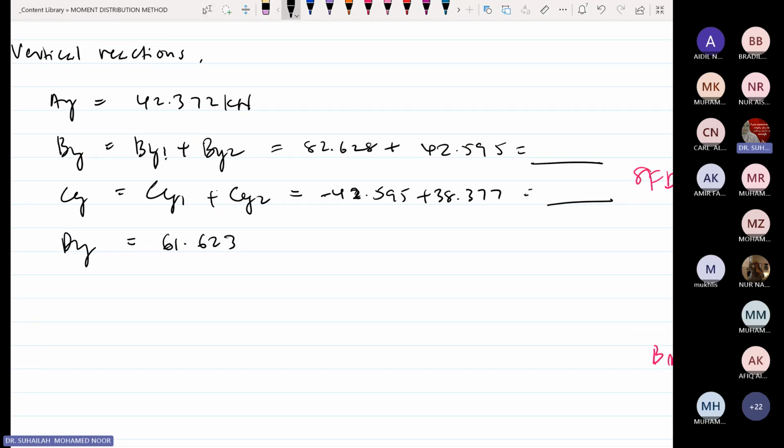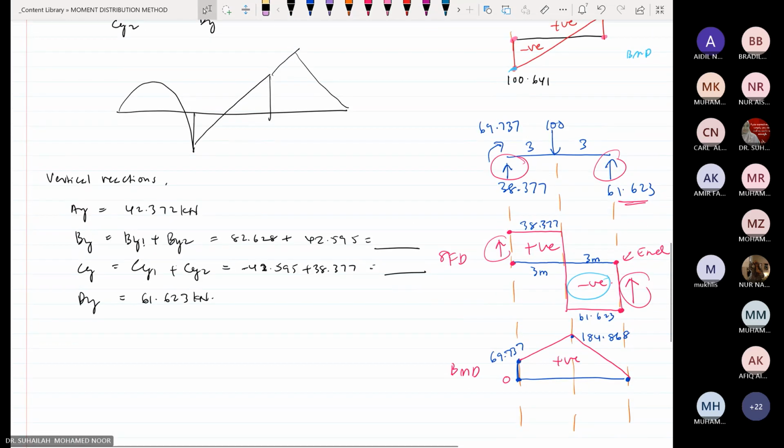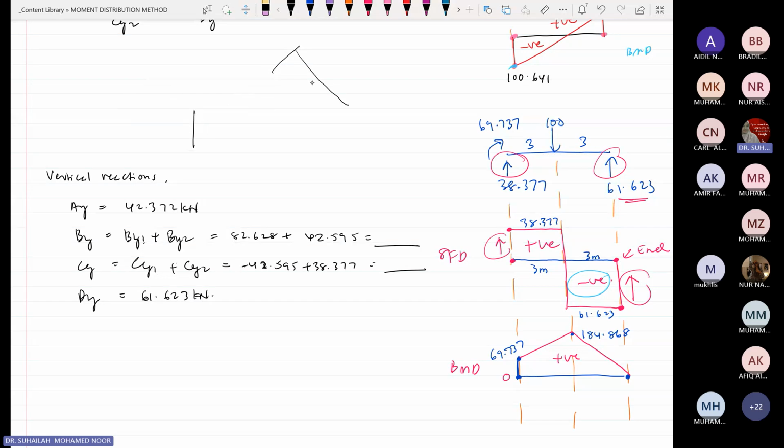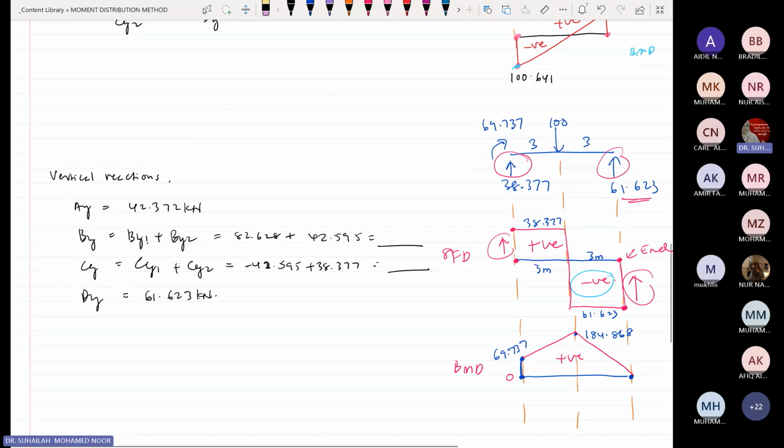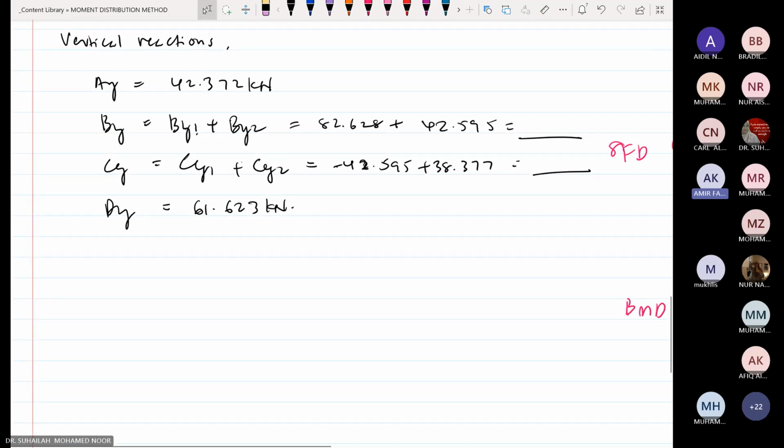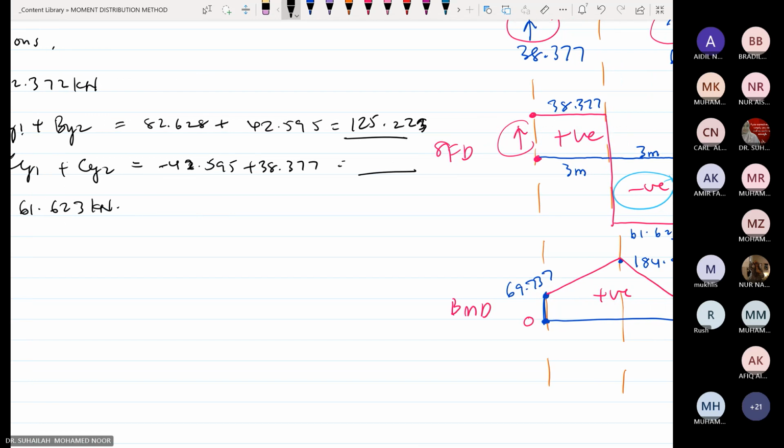61.623. Okay, please calculate for me BY and CY. Ini tak payah kira, nanti kita buat lepas ni. Lepas siap vertical reaction. 125.223. Okay, another one. CY. Negatif 4.218. Kilonewton.